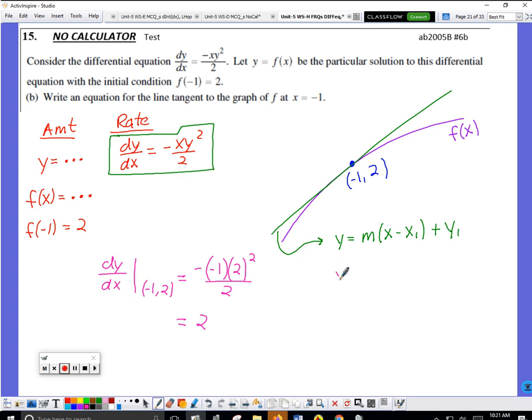So now I can write the equation. y equals 2 times (x subtract -1) plus y1, which is 2. I draw a box around it, I stop, I've earned my points. Questions? Would you want to do x plus 1 or put the -1 in parentheses? No. I guess in parentheses would follow my general rule of always use parentheses. Either way is fine.